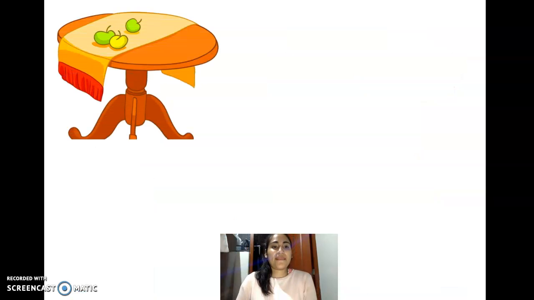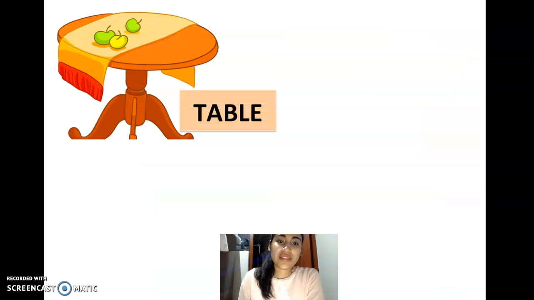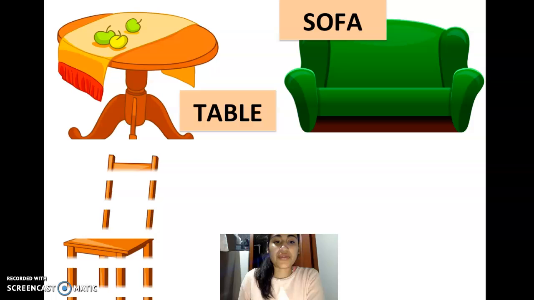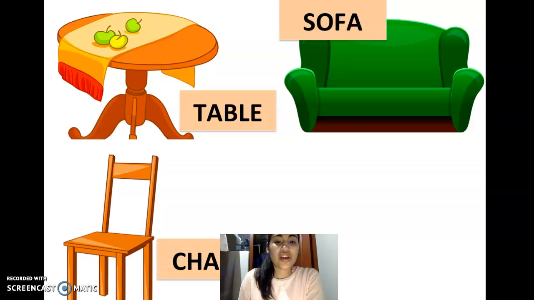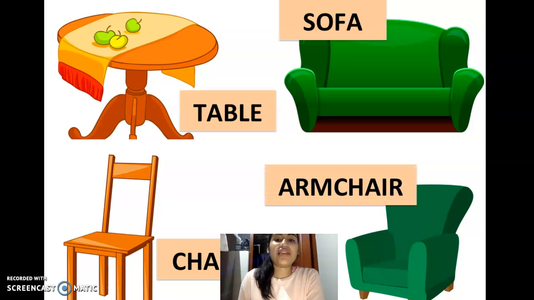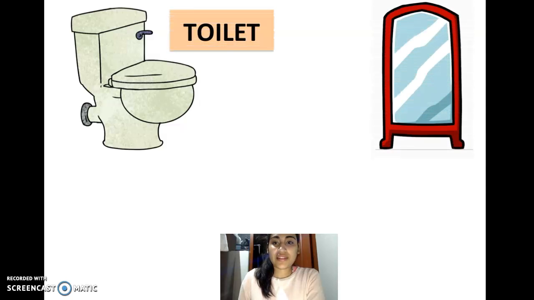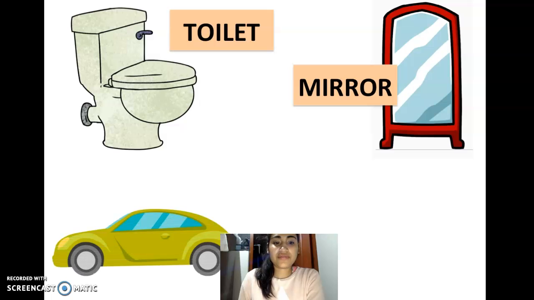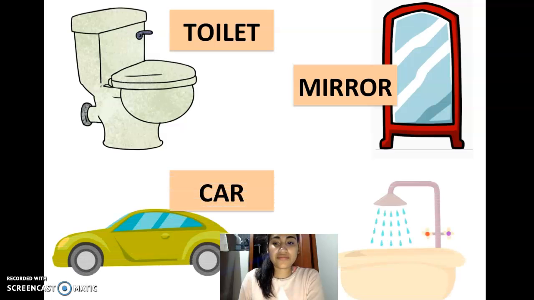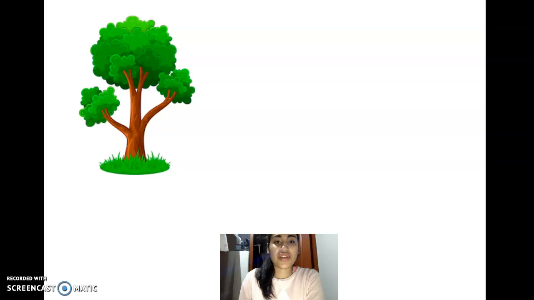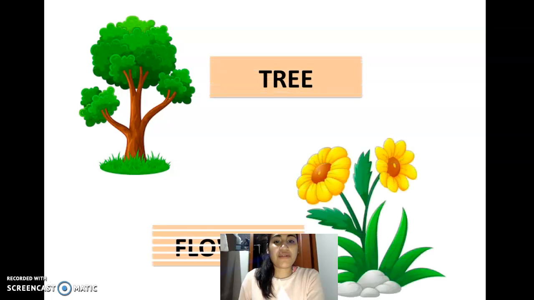Okay, now, this one. Table. That's right. The sofa. Very good. Chair. And the armchair. That's right. This one. Toilet. The mirror. Car. And a shower. What about this? Tree. And flowers. That's right.